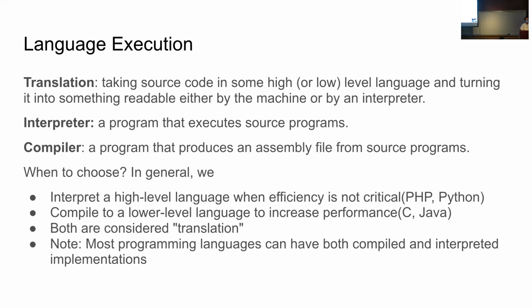And then on the flip side of things, a compiler is a program that produces an assembly file from source programs, the program that you're wanting run. And typically, we interpret higher level languages such as Python and compile lower level languages such as C. But both of these terms are considered translation.